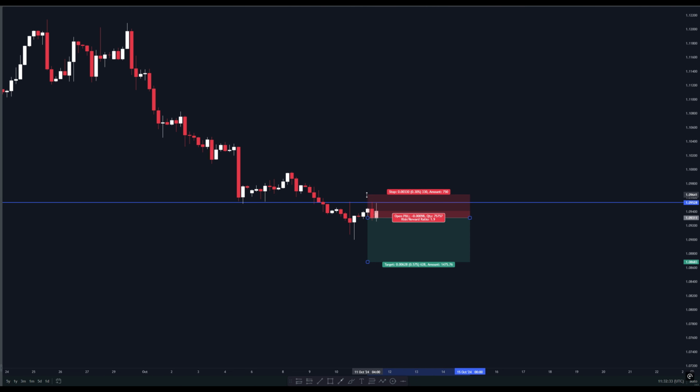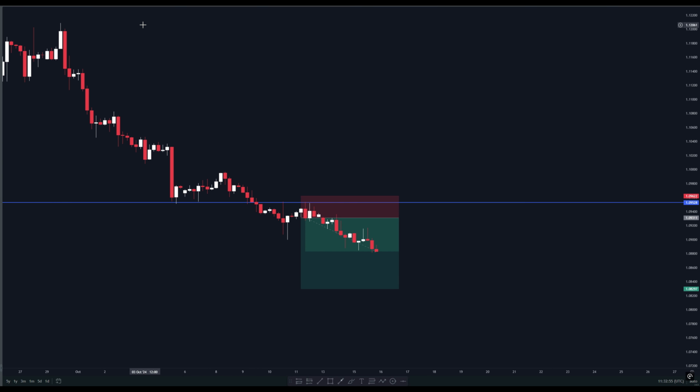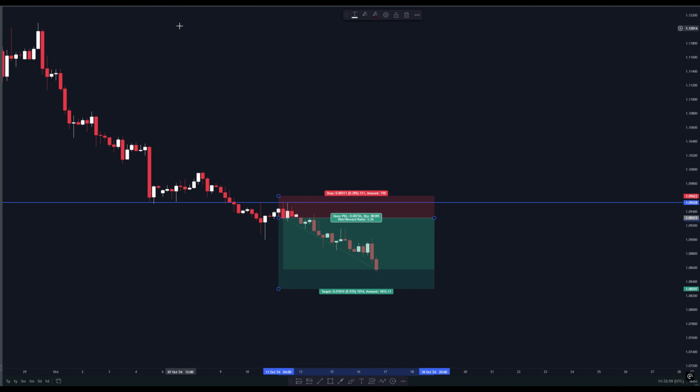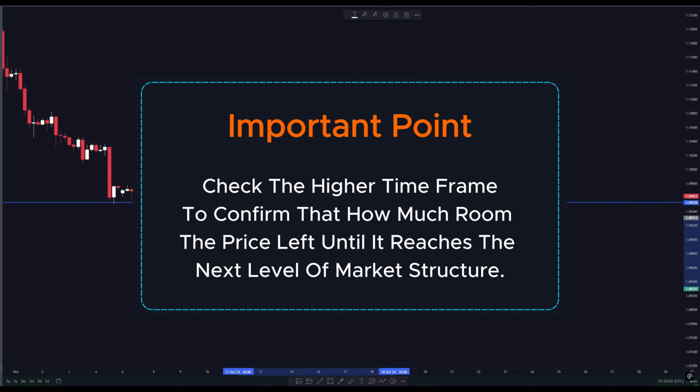The stop loss will be a couple pips above the line. And for take profit, you can target the recent low of the higher time frame, or just go with a 1:3 ratio. And here we have a winning trade. But here's an important point. Always remember to check the higher time frame to confirm how much room the price has left until it reaches the next level of market structure.